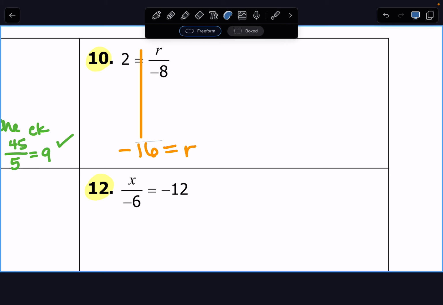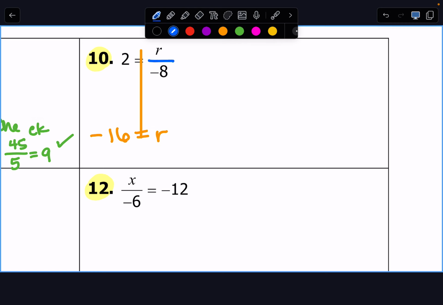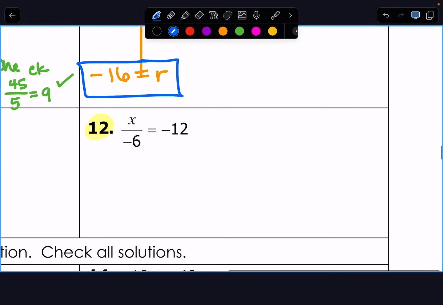I multiplied by negative 8. Okay, since we are dividing R by negative 8, in order to undo our division, Josie said she multiplied both sides by negative 8. How do you feel about that? When we take negative 8 divided by negative 8, those cancel. Negative 8 times 2 is negative 16. Good. Okay. Number 12. Temperance, what'd you get for that?